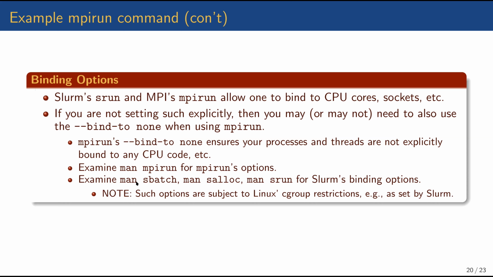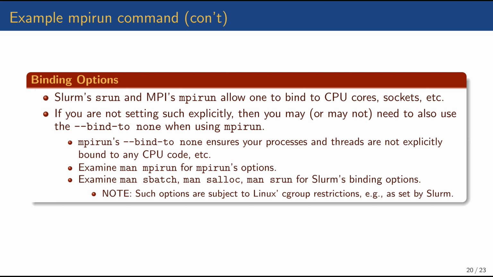That said, you can run man sbatch or man salloc or man srun to see all the options for the Slurm commands. There are web pages as well that you can go to for Slurm to get that information. The bind to option in the man mpirun page does actually say if you are trying to run things with threads in that, you probably want to use --bind-to none.